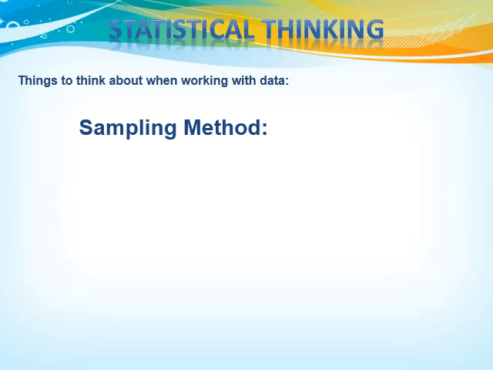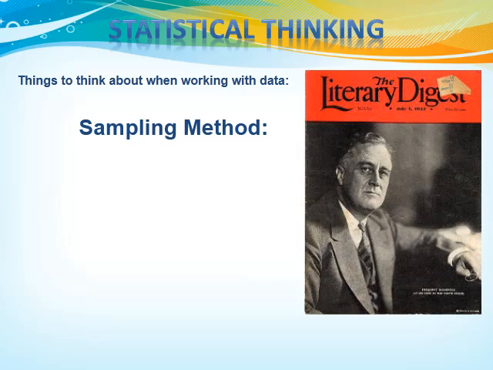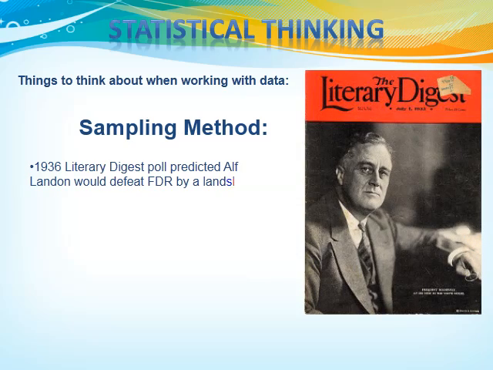Another thing to think about when working with data is the sampling method. That is, the method we use to collect a sample from the larger population from which we collect data. So the classic example is a 1936 Literary Digest poll which predicted that Alf Landon would defeat Franklin Delano Roosevelt by a landslide. Of course, you may not have heard of Alf Landon because he was not actually elected president. It was indeed Roosevelt. So the question would be, why was this Literary Digest poll so far off?